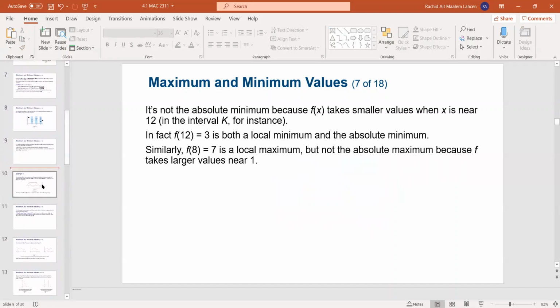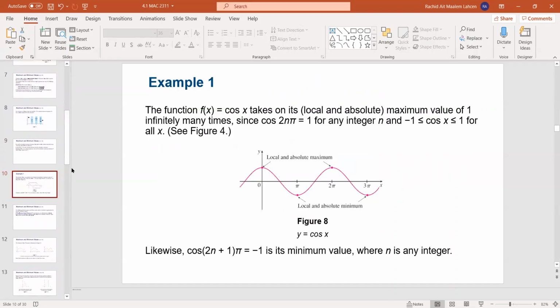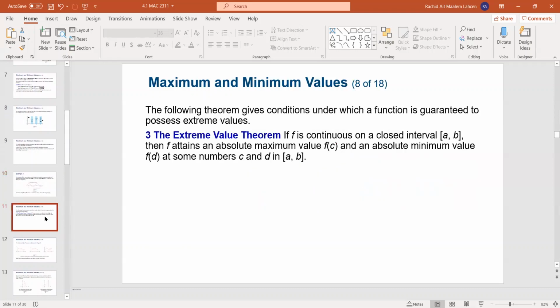You can check these notes and these details. For example, here a cosine function keeps changing between -1 and 1. So we have local minimum and local maximum at various places. And the following theorem gives conditions under which a function is guaranteed to possess an extreme value.